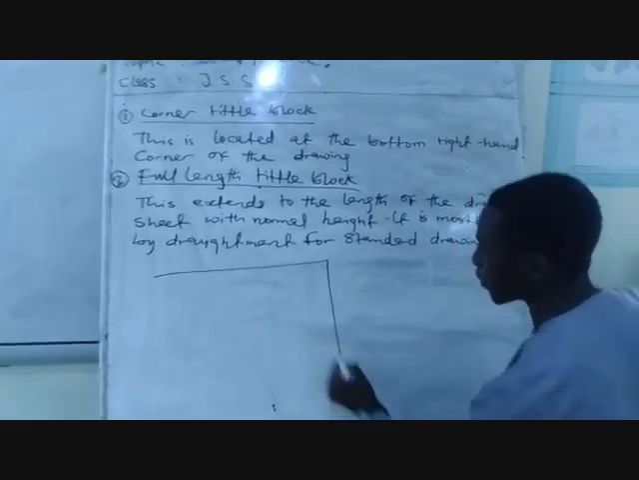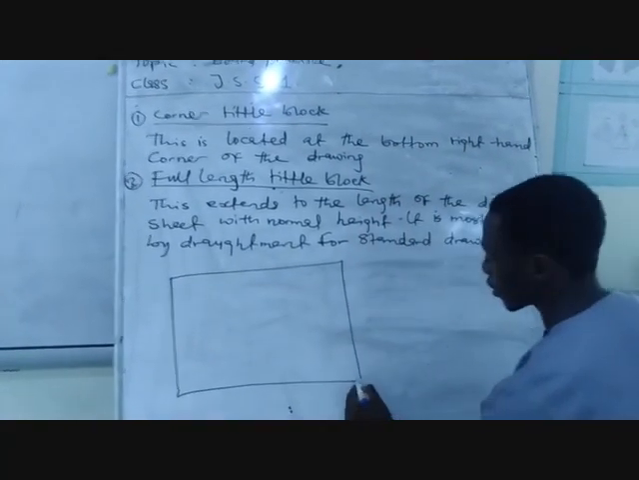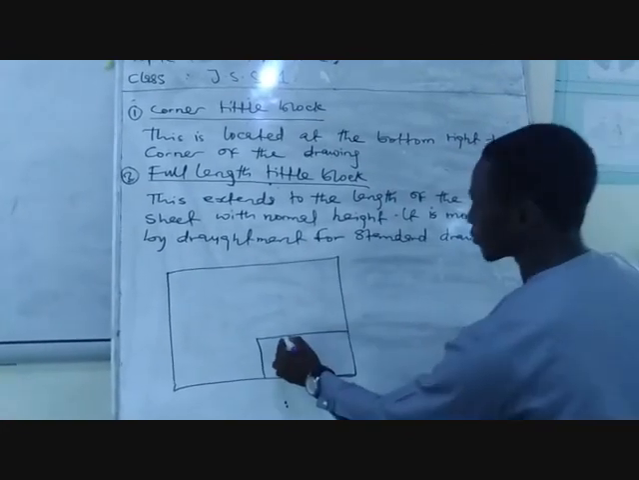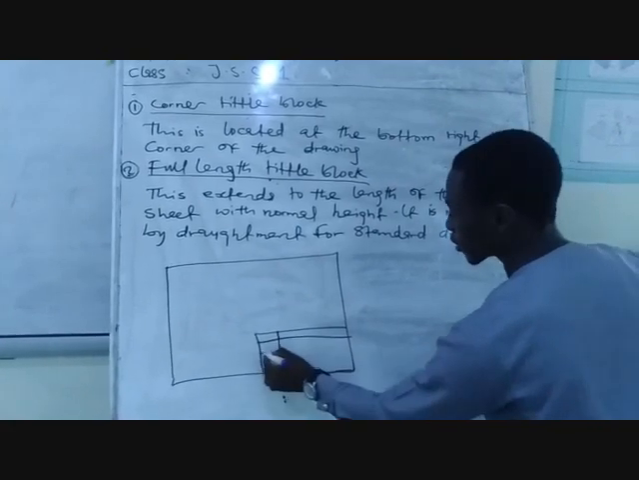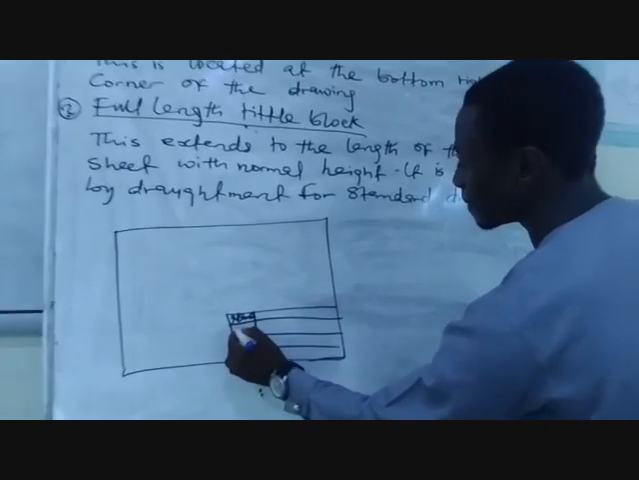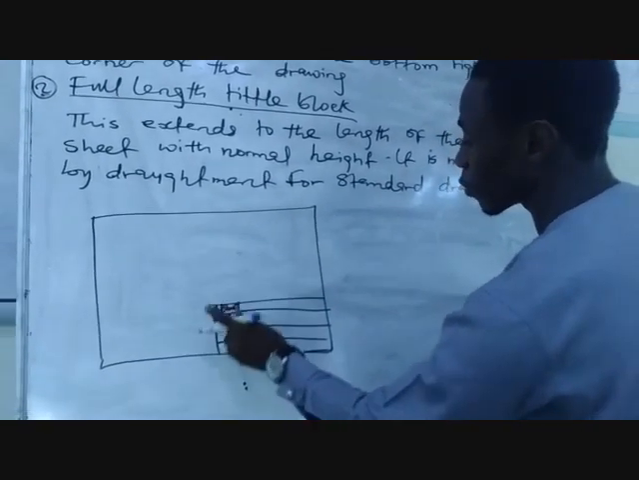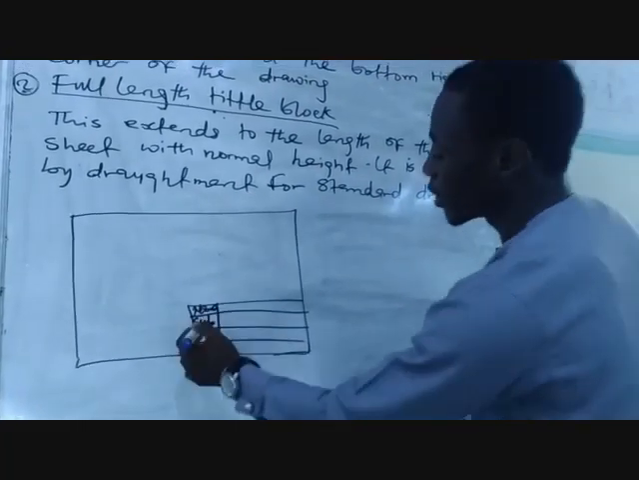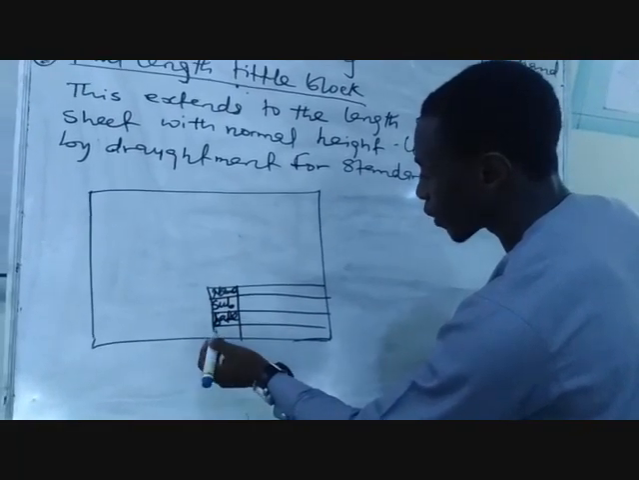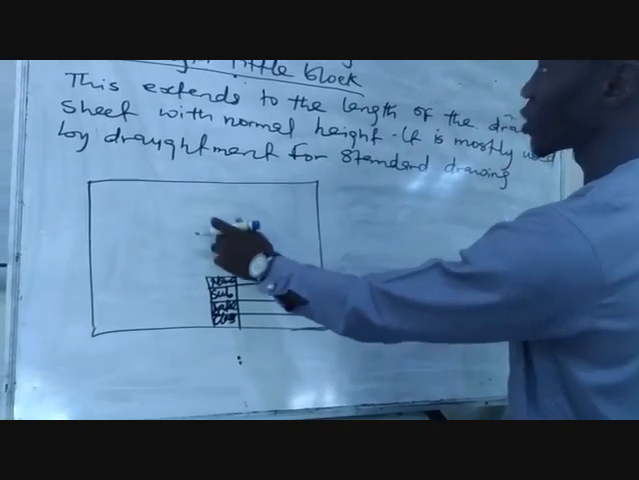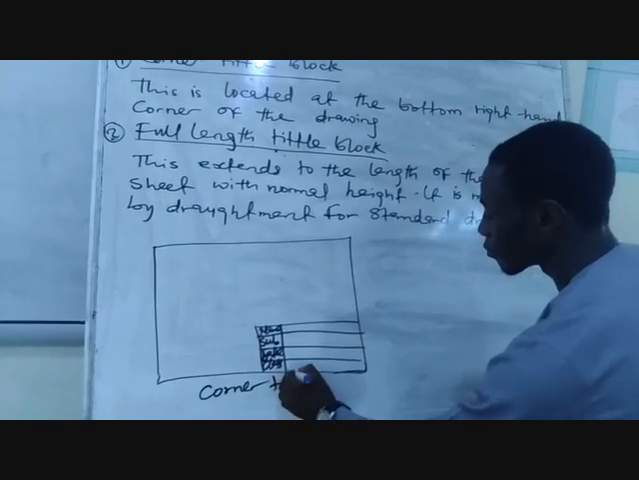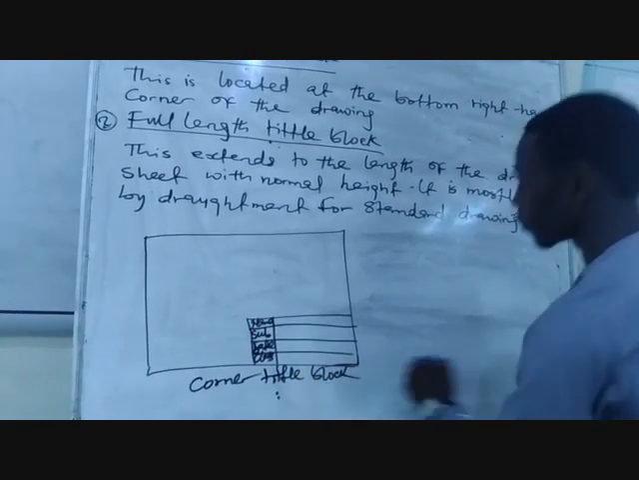Let's see this number one, the corner title block. If this is your drawing paper, you will see your title block here. This is name. This is subject. Don't mind, I'm going to draw it so you can see it clearly. And then date. Then the last one, you can put your class. So this is the corner title block.